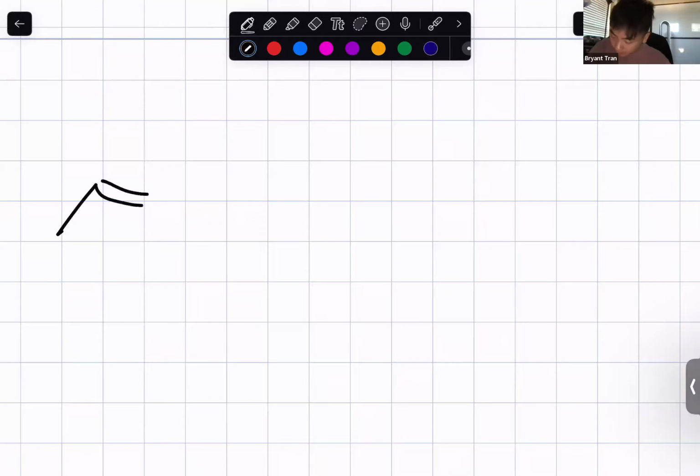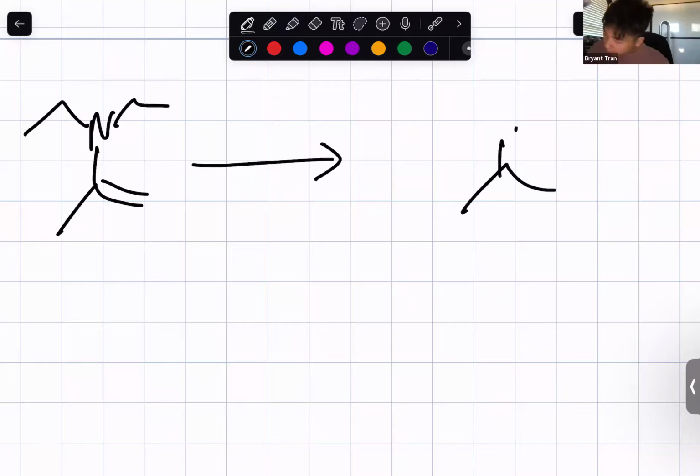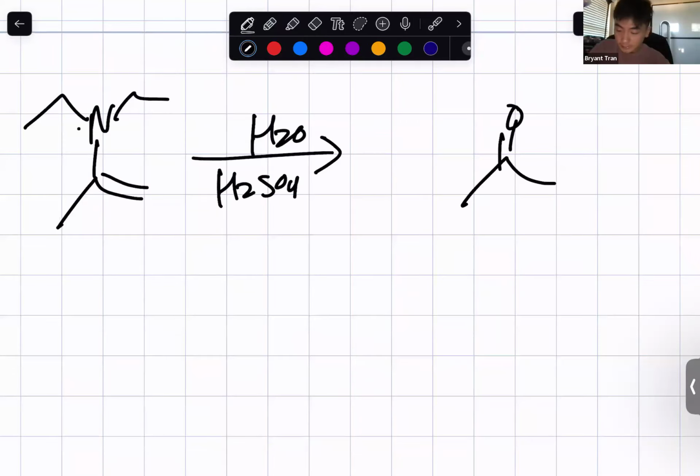So let's say we have this enamine here, and we want to go backwards into this carbonyl with acid and water. The mechanism would be like this. So this will go into chapter 18 now. The nucleophile is not this nitrogen atom. The nucleophile is this alpha carbon right here, right?